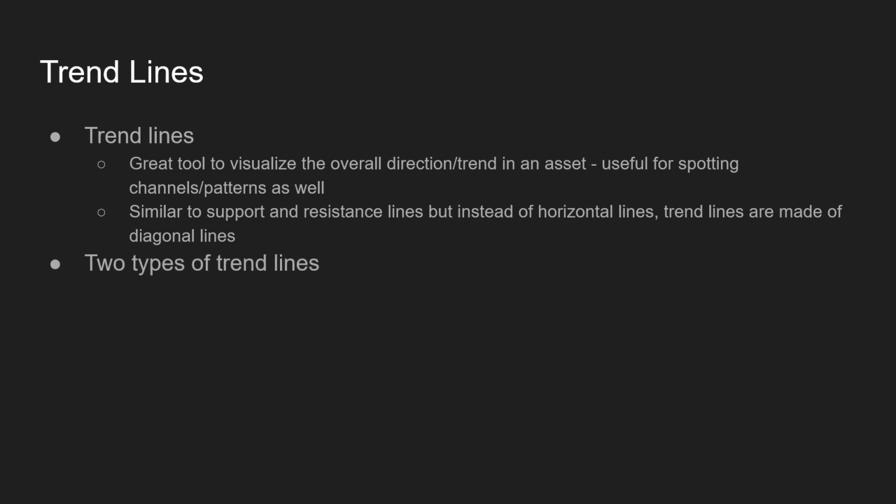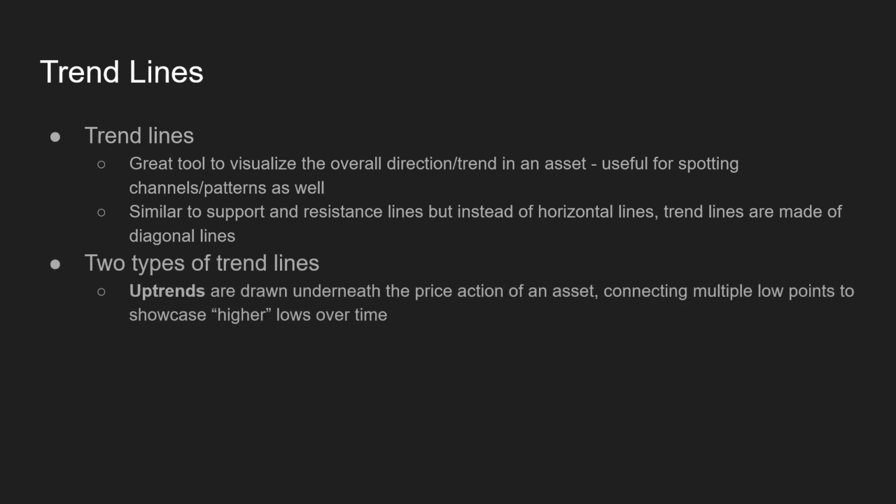Now, there's two types of trend lines. We see an uptrend line. These are drawn underneath the price action of an asset, connecting multiple low points to showcase those higher lows over time. So let's say the price is moving like this in this upward direction. Generally, we're seeing it move up. How can we illustrate this? Well, we can use a trend line to draw underneath the price action of the asset, connecting the lows to showcase higher lows. The lows are getting higher over time.